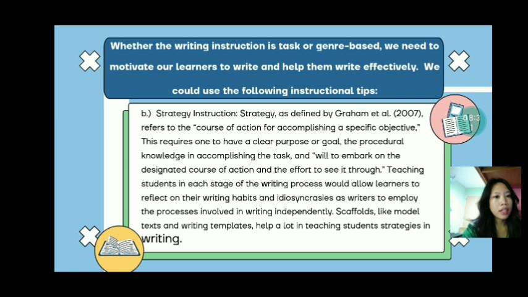Teaching students in each stage of the writing process would allow learners to reflect on their writing habits and idiosyncrasies as writers to employ the processes involved in writing independently. Scaffolds like model text and writing templates help a lot in teaching students strategies in writing. So, in order for the students to have more effective writing skills, the teacher should give a guide for the students to follow on how to write more effectively.